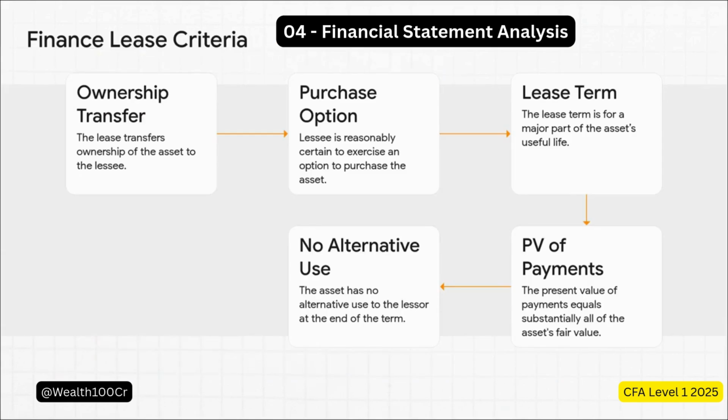Okay, now this is where it gets really interesting. Look at these 5 criteria. The crazy part is, under both IFRS and US GAAP, if a lease meets just one of these 5 conditions, just one, it stops being treated like a simple rental. Instead, bam, it gets put on the balance sheet just like the company bought it with a loan.